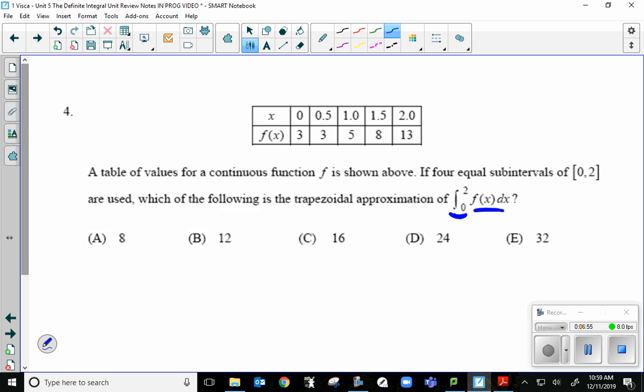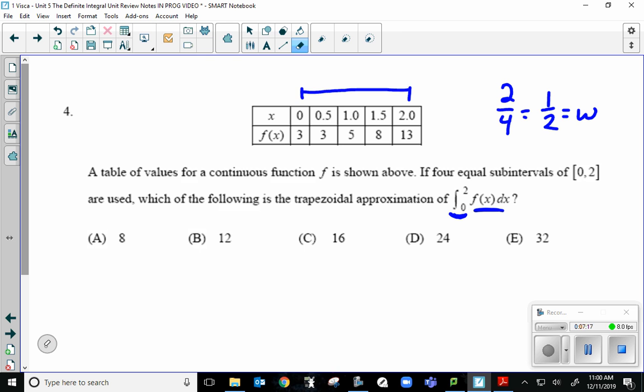I cannot create my subintervals by going right on the lines. I've learned that the hard way. My subintervals, 4 of these: this goes from 0 to 2, right? So if I take 2 and divide it by 4, because I want 4 subintervals, that means each subinterval should have a width of 1/2, or 0.5.